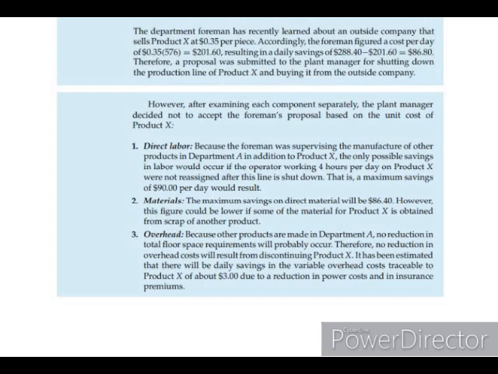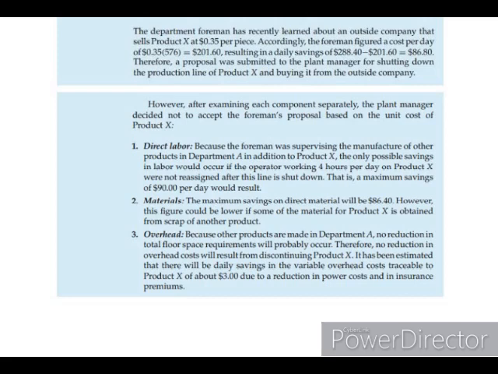So the only possible savings in labor would occur if the operator working 4 hours per day on product X were not assigned after this line is shut down. So the working hours that were supposed to be done for product X should be assigned to other work. So that is a maximum savings of $90 per day. Okay, so that will be the savings if the company refrains from doing product X.